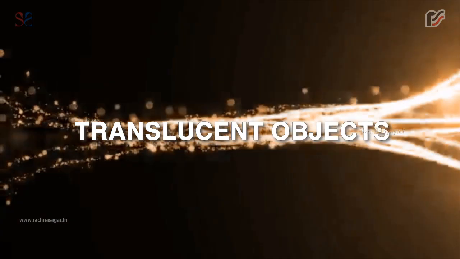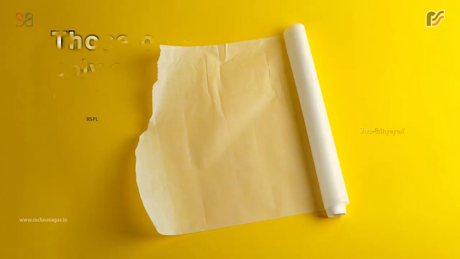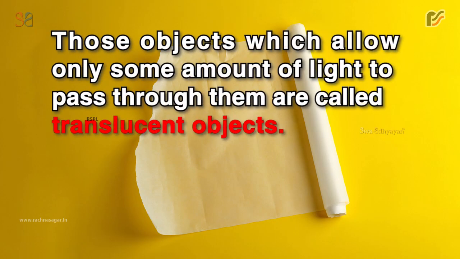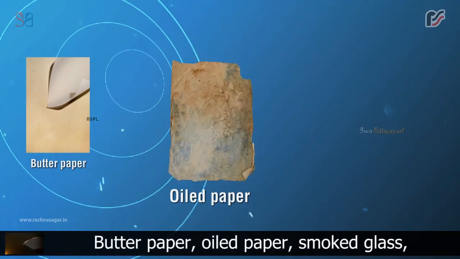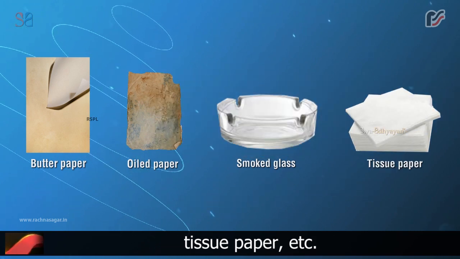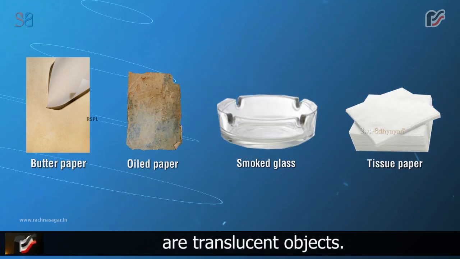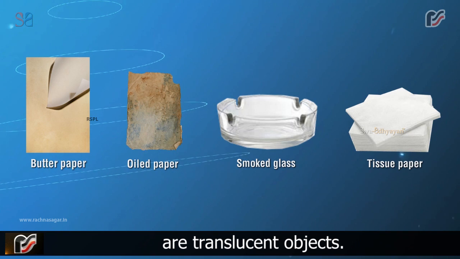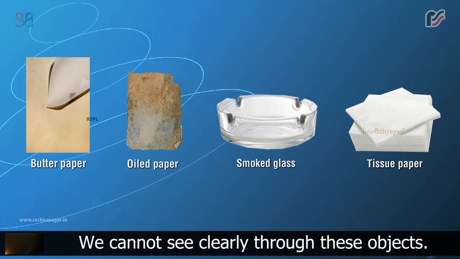Translucent objects. Those objects which allow only some amount of light to pass through them are called translucent objects. Butter paper, oiled paper, smoked glass, tissue paper, etc. are translucent objects. We cannot see clearly through these objects.